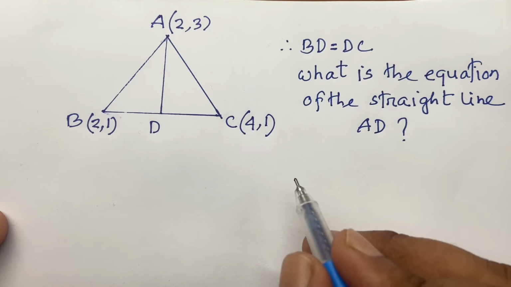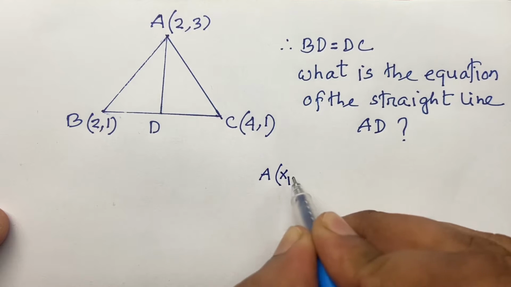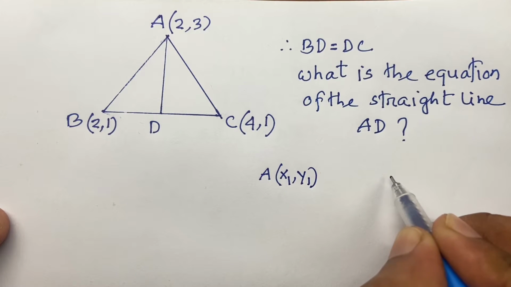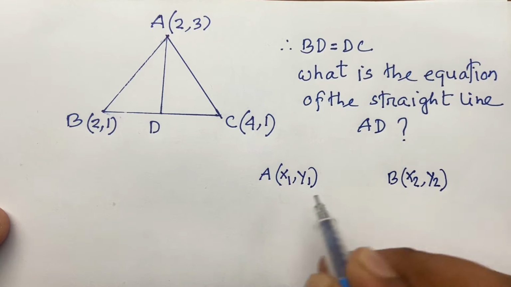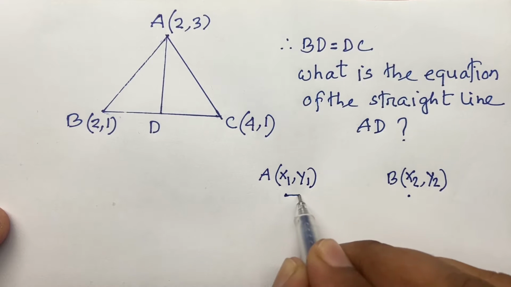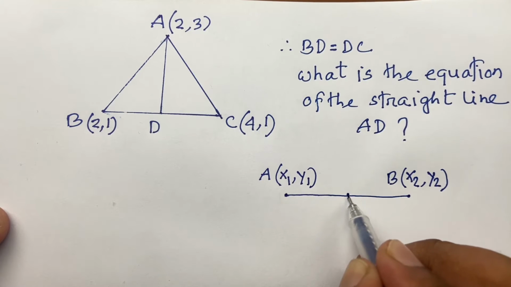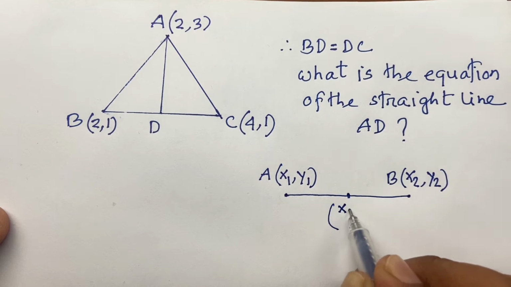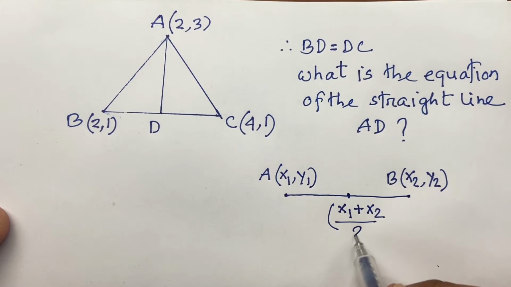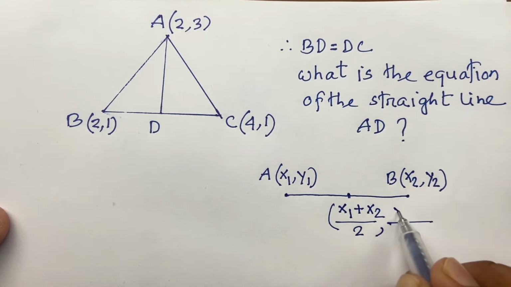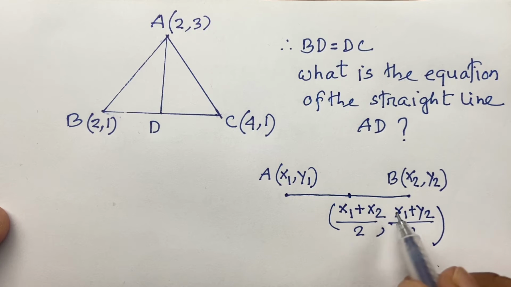So we know the formula is, if you think it is a point (x1, y1) and it is another point (x2, y2), now if I join them we get a straight line, and the middle point is (x1 plus x2) over 2, and (y1 plus y2) over 2. This is the middle point.